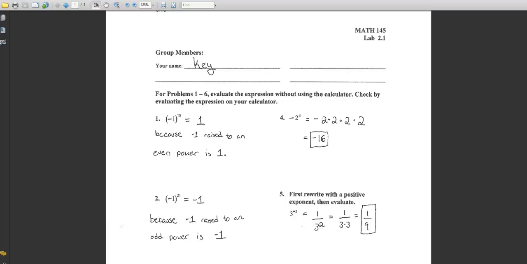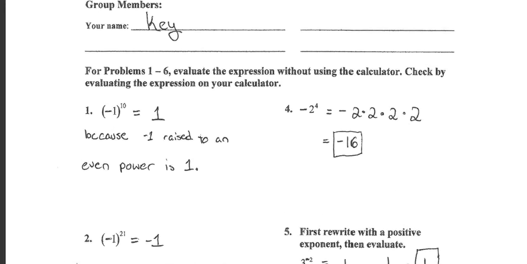Hello, class. In this video, I'd like to go through the solutions to Lab 2.1. This lab covers exponents, or the first part of exponents. So you'll notice questions 1 and 2 look very similar. Right? We have -1 raised to the 10, and we have -1 raised to the 21.